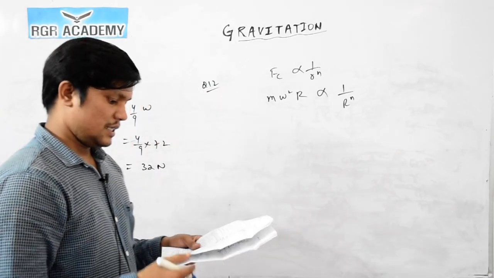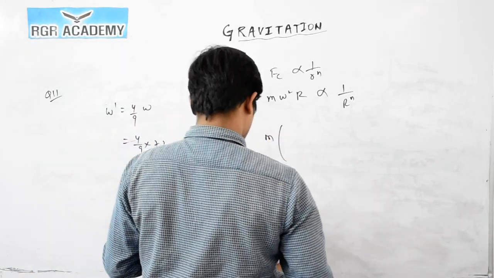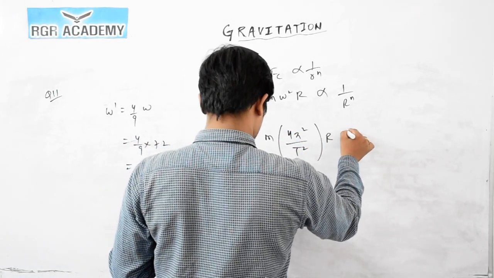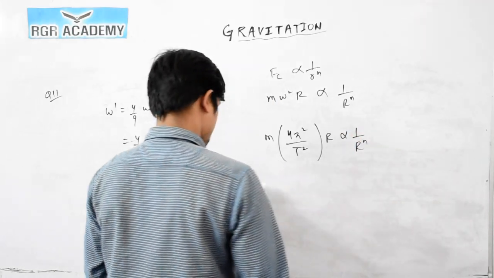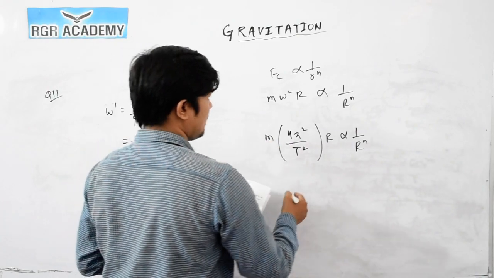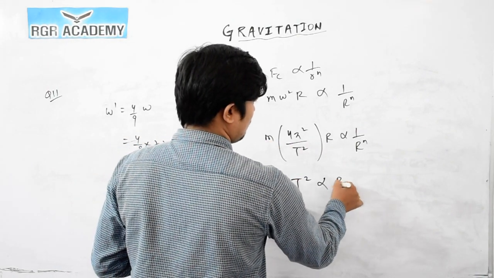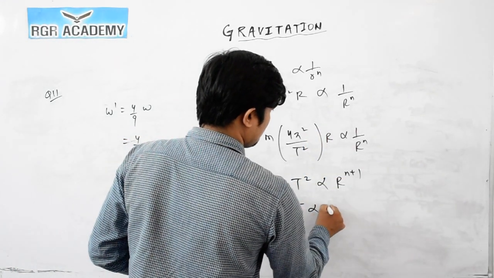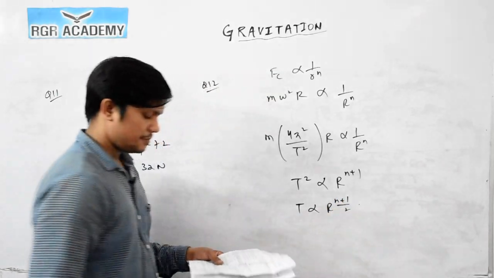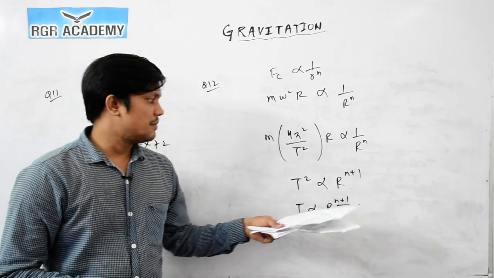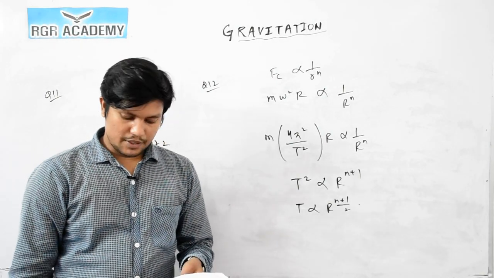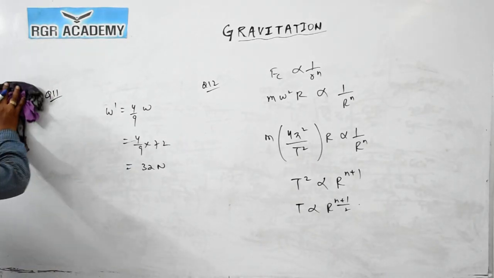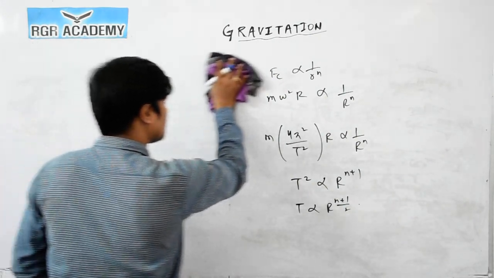Clear? So we can say that m into omega is 2 pi by T. So it will become 4 pi square by T square times r proportional to 1 by r to the power n. Okay. So from this we can say that T square will be proportional to r to the power n plus 1. So T is proportional to r to the power (n plus 1) by 2. So we check the options. Option number 3 will match. T is proportional to r to the power (n plus 1) by 2. So option number 3 is correct. Okay. Now question number 13.